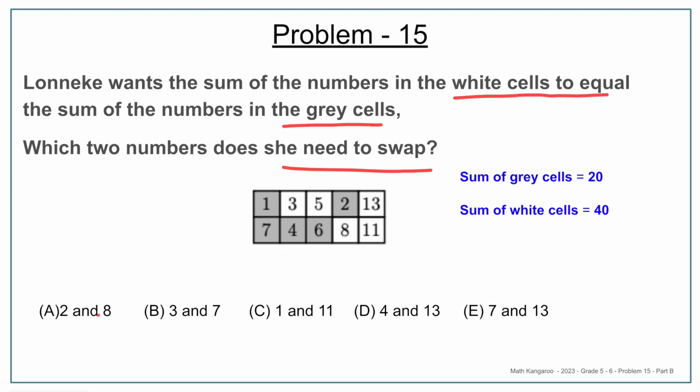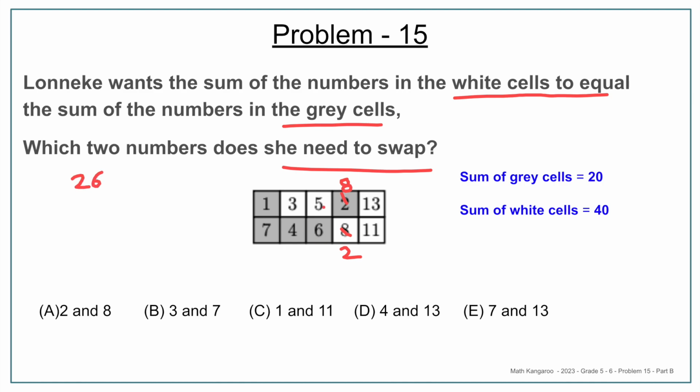So option A, swap 2 and 8. So 2 becomes 8 here and 8 becomes 2. Now let's add this. So we have the sum of the gray cells. 1 plus 7, 8. 8 plus 4, 12. 12 plus 6 gives us 18. 18 plus 8 gives us 26.